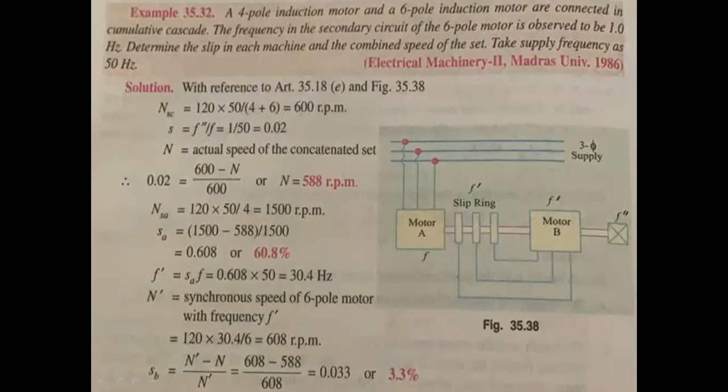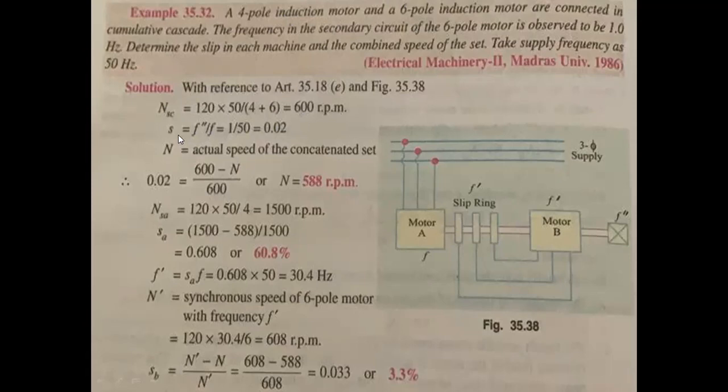Okay, so see, first we have to calculate the set synchronous speed, NSC. NSC is equal to 120 F by P. 120 into F, the set is having 50 Hz of supply frequency, by poles. Poles is 4 plus 6, because here also a 4-pole induction motor and a 6-pole induction motor are taken. So 120 into 50 by 10, that is equal to 600 RPM.